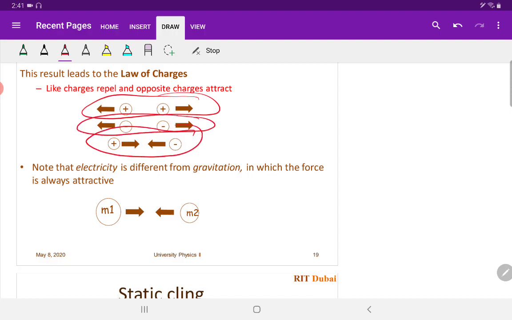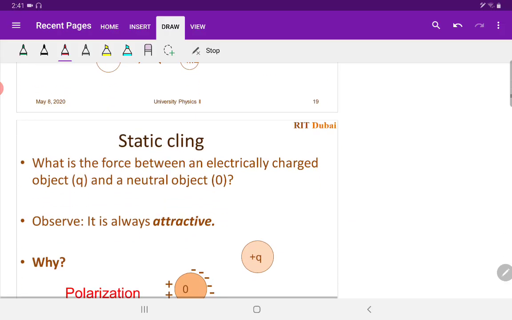Positive with negative will attract each other, which is somewhat different from the gravitational force. The gravitational force is always an attractive force. But in the electrostatic force, it's a little bit different. We could have a repulsive force, and we could have an attractive force. Repulsive if the charges are similar. Attractive if the charges are opposite to each other.